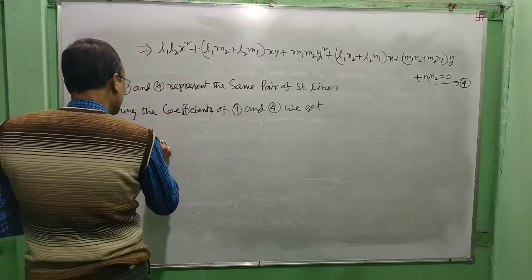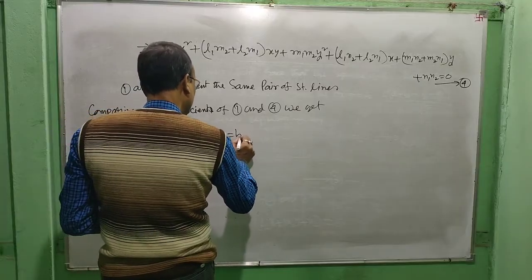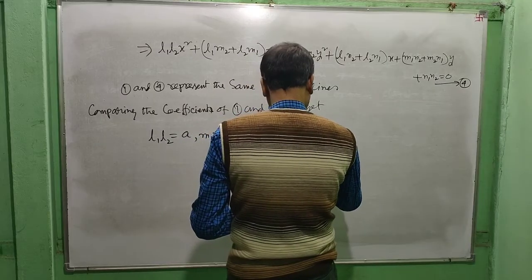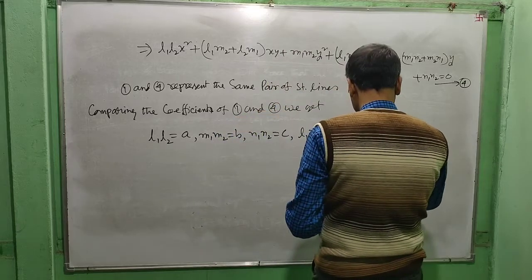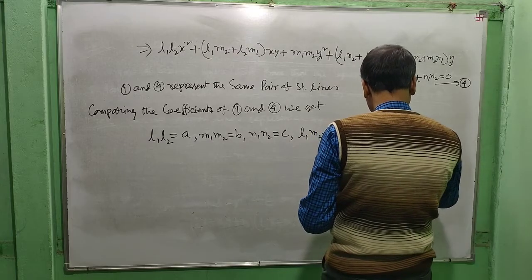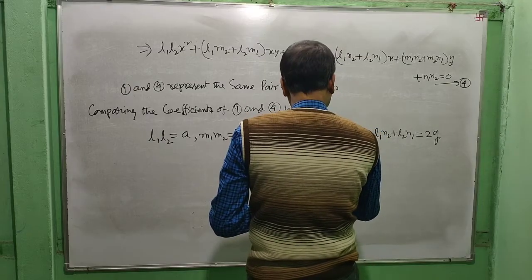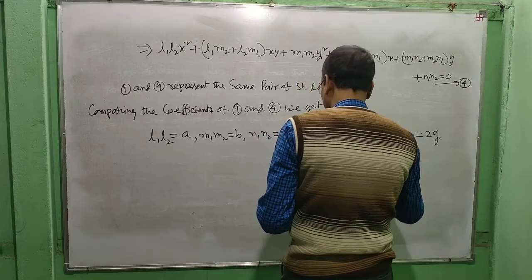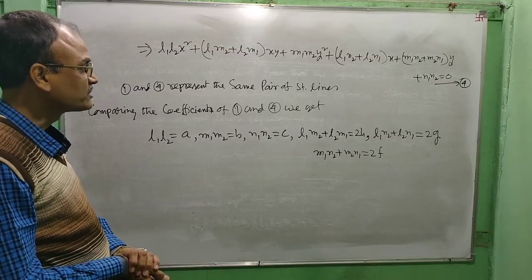l1 l2 equal to a, m1 m2 equal to b, n1 n2 equal to c, l1 m2 plus l2 m1 equal to twice h, l1 n2 plus l2 n1 equal to twice g, m1 n2 plus m2 n1 equal to twice f. We have got this.